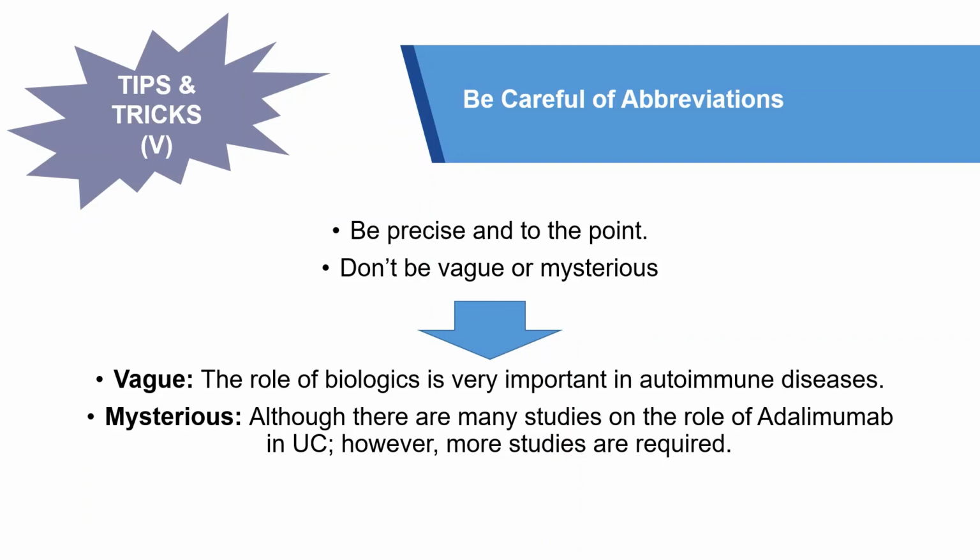And avoid "very" as much as you can. The word "very" also does not add much. So it could be mysterious as well. Like, although there are many studies on the role of Adalimumab in ulcerative colitis, however, more studies are required. So this is quite mysterious. If there are many studies, why is there a need for more studies? So try to be precise, try to be to the point, and don't be vague or mysterious.